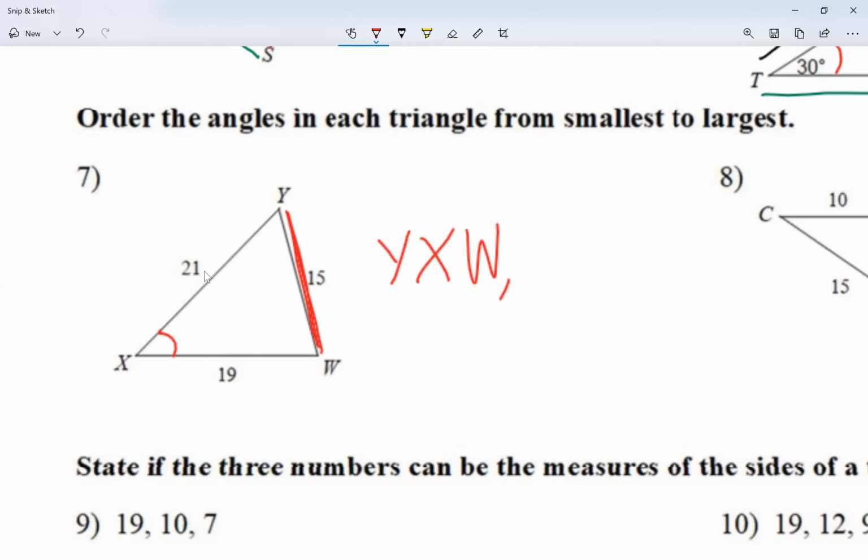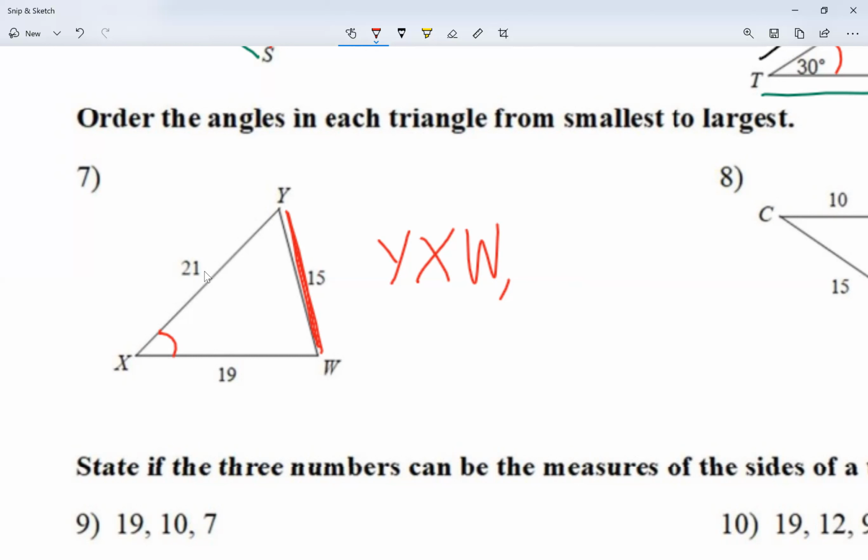Notice they're all capitalized. All my letters are capitalized. Again, I'm going to use the 3 letters, but X has to be in the center. The angle has to be in the center. So if you call it YXW, or you call it WXY, either one is correct. Just make sure X is in the center. If you call it XYW, then that one is incorrect.